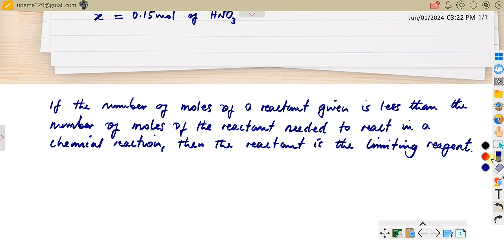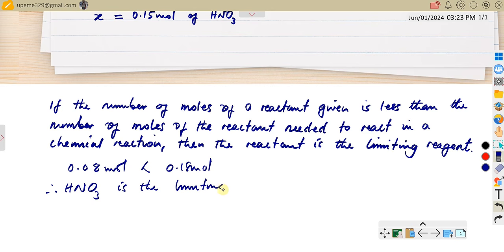So you do it like this: 0.08 moles is less than what? 0.15 moles. So say, therefore, nitric acid is the limiting reagent.